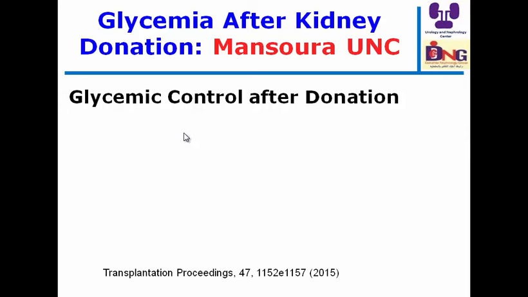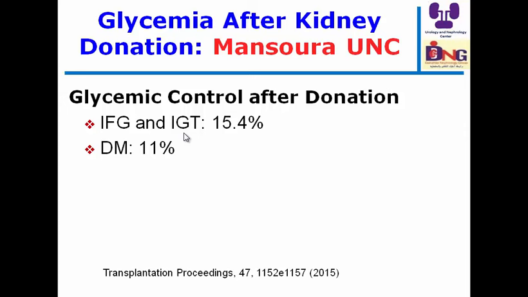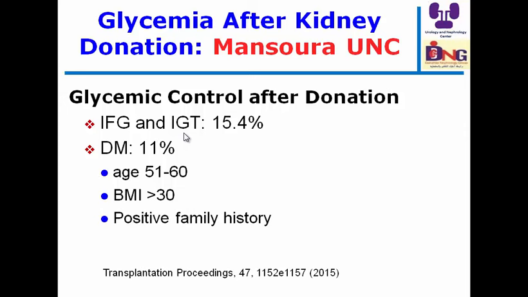Regarding glycemic control after donation, we have donors who were followed up after donation. We found that impaired fasting glucose and impaired glucose tolerance were found in 15.4% of those donors, and diabetes mellitus in 11%. Risk factors for this glycemia included age above 50 years, body mass index above 30, and positive family history.